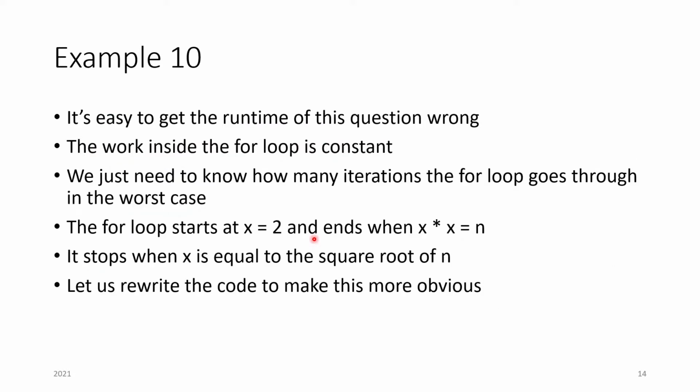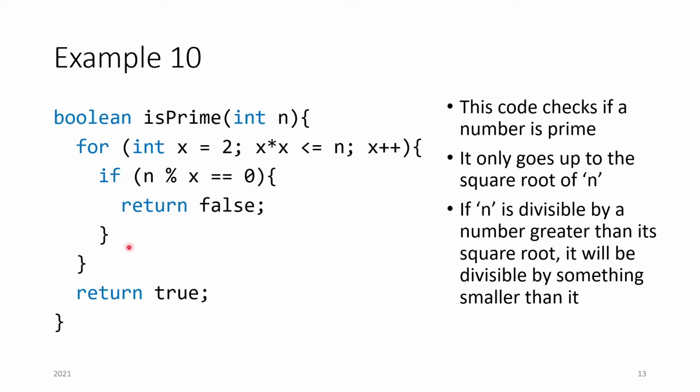to figure out what's going to be our runtime for this. If we watch inside the loop here, this work is always constant, so we don't really care about this. We're actually going to be analyzing the conditions for the loop to figure out what our runtime is going to be.